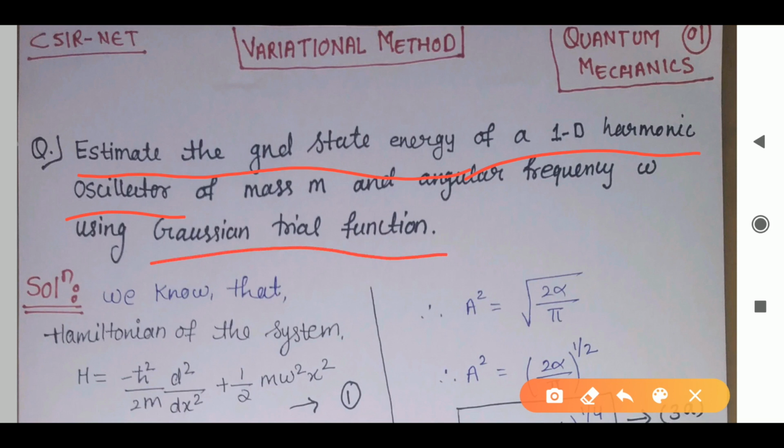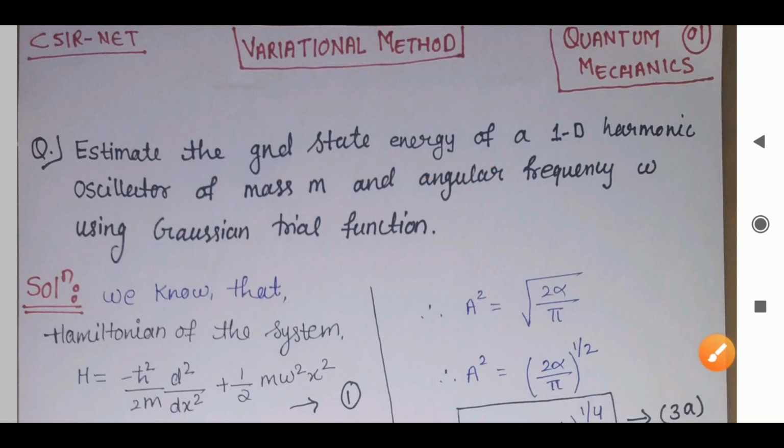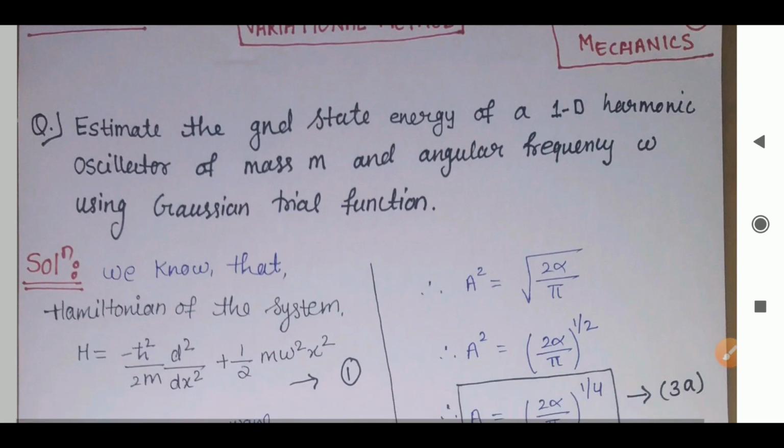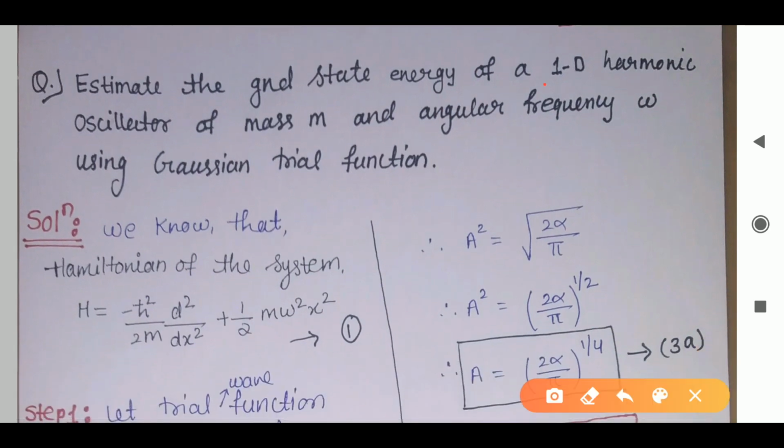Here we have to use a Gaussian trial function to solve this numerical, to find the value of the ground state energy for a one-dimensional harmonic oscillator. This we have to do here. So now recall all the steps. Okay, first, we have a one-dimensional harmonic oscillator.